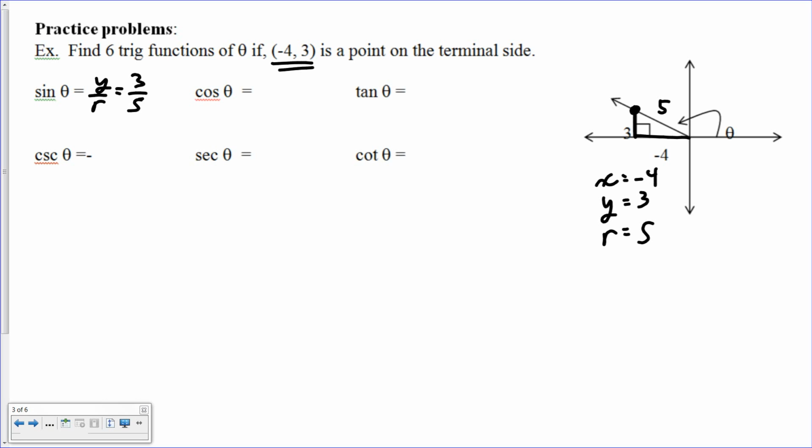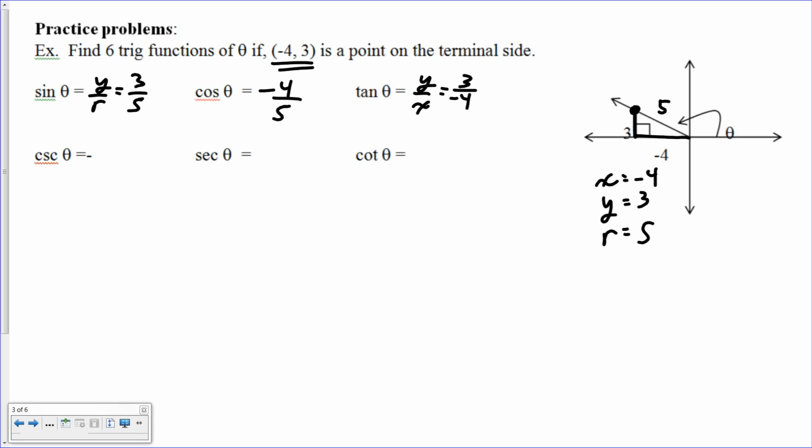Cosine. Cosine of theta goes with x. X over r. My x is -4, my r is 5. Tangent. Tangent is y over x. I look over here and it's going to be 3 over -4. Tangent theta equals -3 over 4.